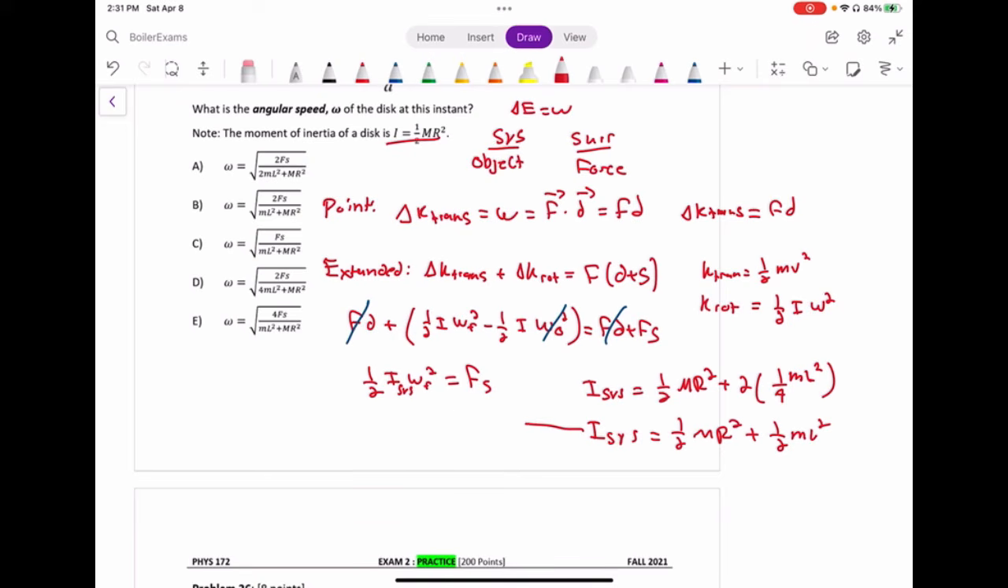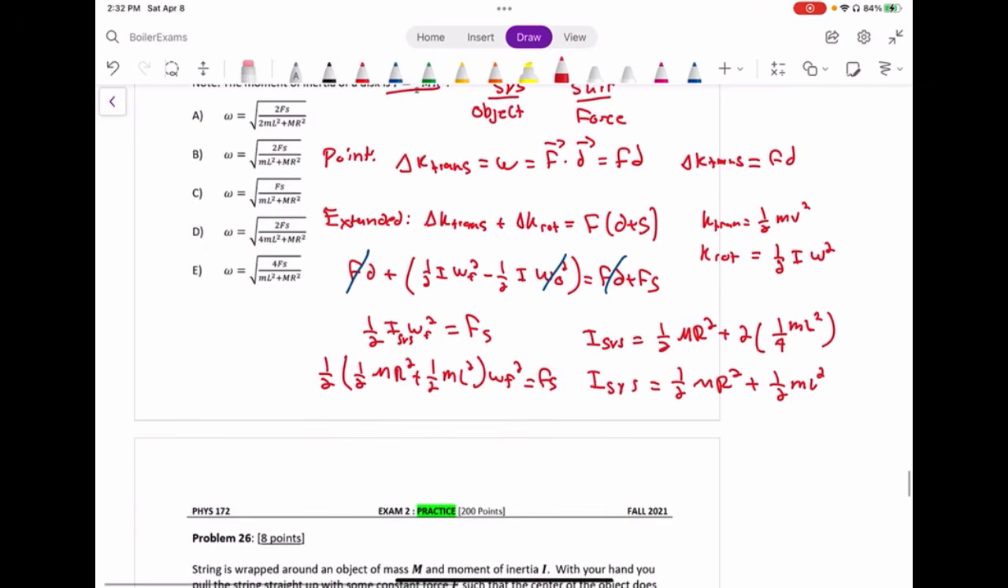So now if we plug that back into there, we get half mr squared plus half ml squared omega f squared equals fs. This is kind of becoming a mess now.